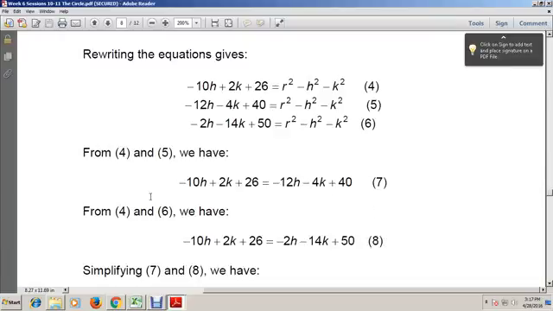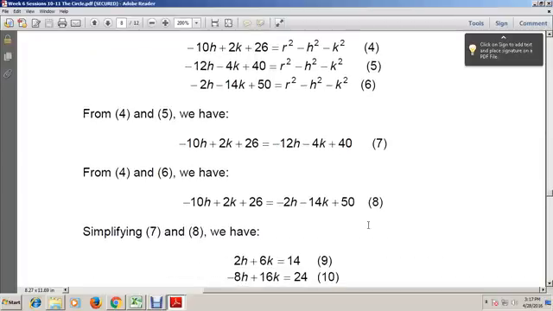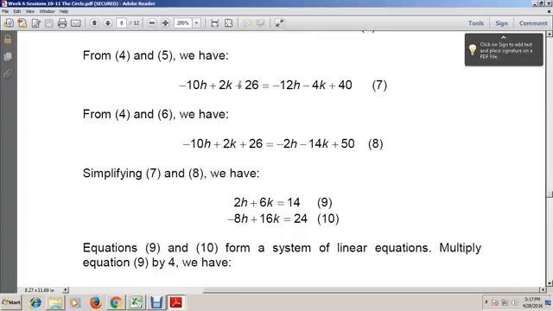Now, the next step is to simplify equation 7 and equation 8 in the order of elimination or substitution or simultaneous equations using solutions to linear equations. If we're going to simplify equation 7 further, what we need to do is to transpose negative 12h to the other side, and negative 4k to the other side, and transpose negative 26 to the side of 40. So what happens here is you have 12h minus 10h, that gives us 2h. And 2k plus 4k gives us 6k. Then 40 minus 26 gives us 14.